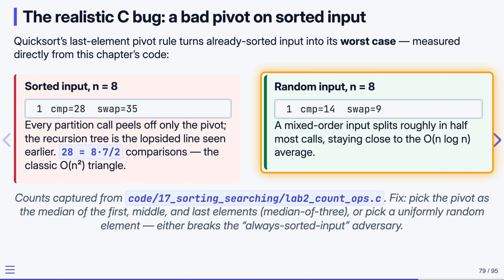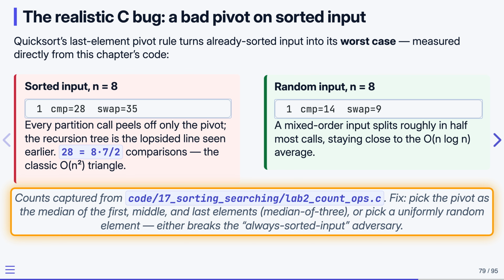On random input of the same size, Quicksort makes only 14 comparisons and 9 swaps. A mixed order splits the array roughly in half on most calls. That stays close to the O(n log n) average. These counts come from this chapter's Lab 2 program. The fix is to pick the pivot as the median of the first, middle, and last elements, or to pick a random element. Either one breaks the always sorted input trap.